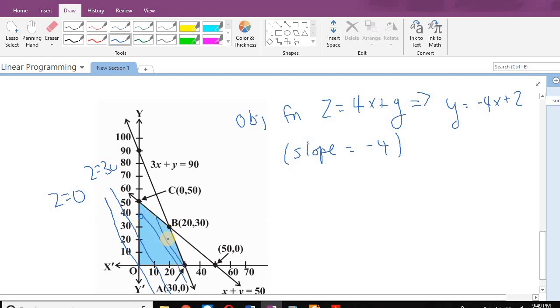Now what happens with these parallel lines? Eventually the parallel line will leave the region. For instance, for z equal 100, or let's say for z equal 200, something like that. Certainly for z equal 200, this line is outside of the region. Now you want to find the largest value of z which intersects the region. So you want to find the largest z that intersects the region.